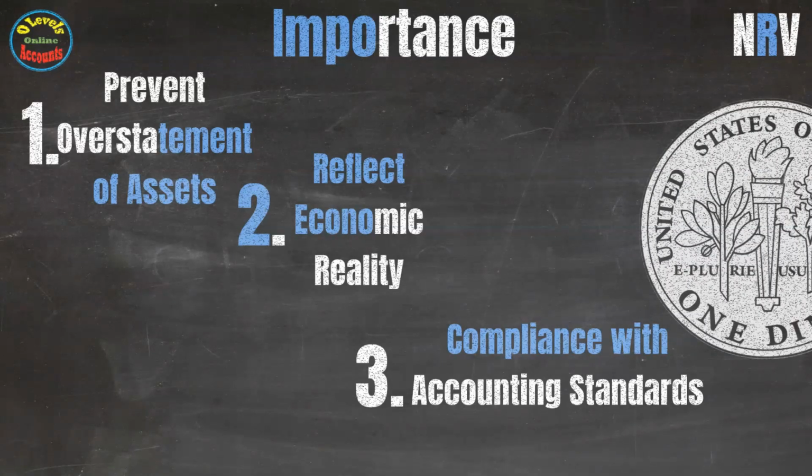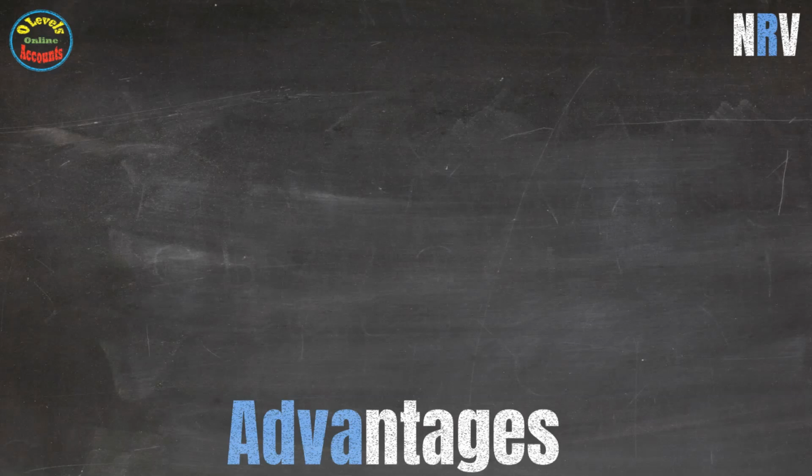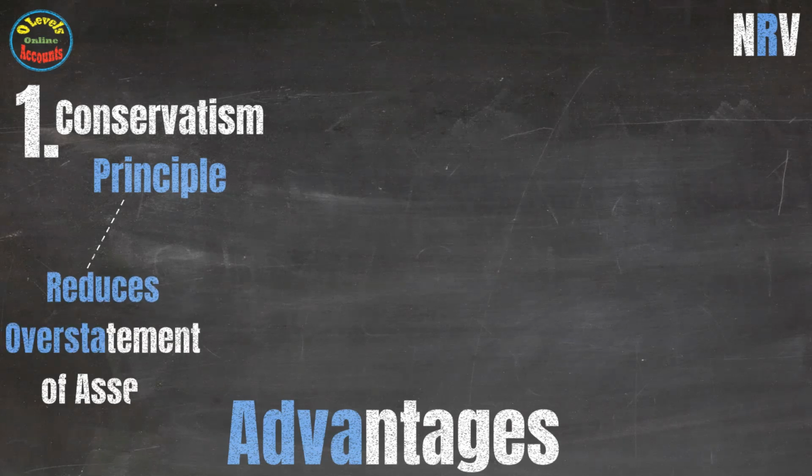Let's check its advantages. We will discuss 3 advantages and sub-advantages too. The first one is conservatism principle. In this advantage we have further 2 subpoints. The first point in it is reduces overstatement of assets. By valuing inventory at the lower of cost or net realizable value, the LCNRV method prevents the overstatement of assets on the balance sheet. This conservative approach ensures that inventory is not recorded at a value higher than what can be realized from its sale.